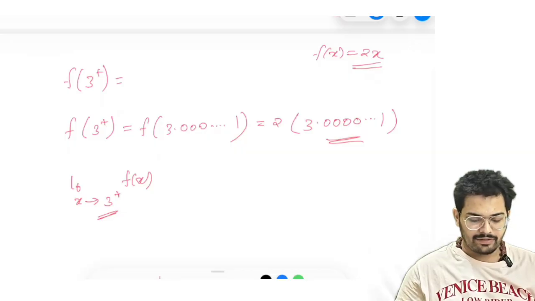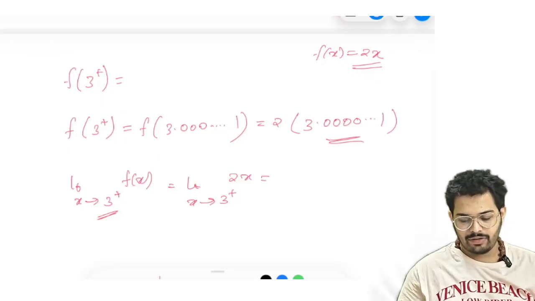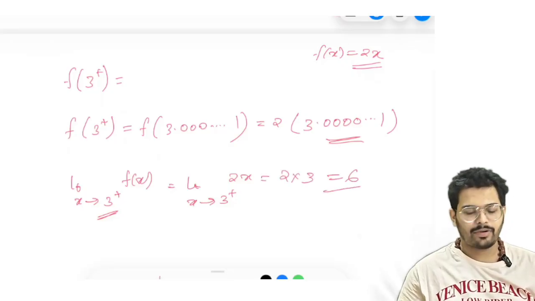Limit x tending to 3 plus of f of x is 2x, that will be 2 into 3, that is, the function is approaching 6.